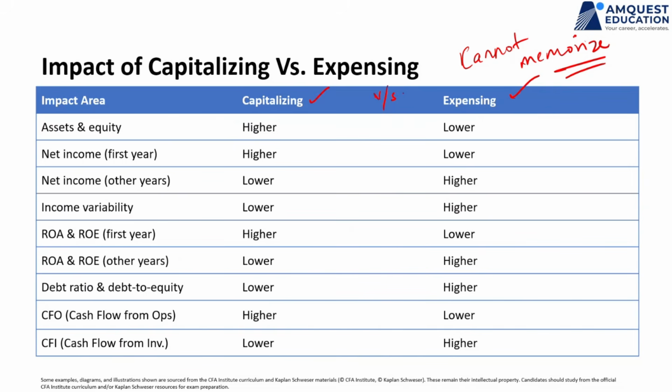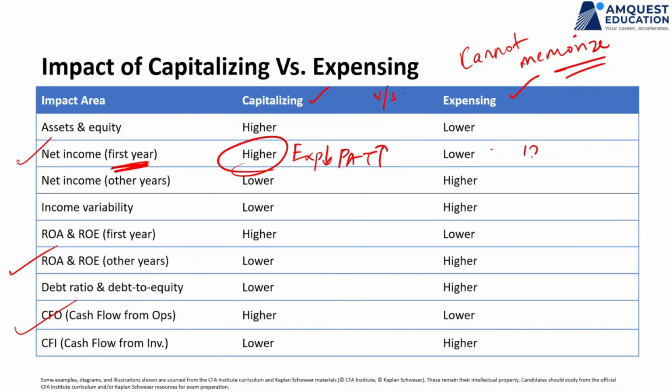Because you cannot memorize these tables, the idea is you should be able to derive these relationships. You should be able to practically derive the relationship, or logically, analytically think about the relationship and answer. So you should try picking anything random like net income, ROE, or cash flow from operations and just think about it. Will it be higher or lower? You'll have to establish linkages. Like, for example, net income in the first year. If you are capitalizing, the expense is lower. And because expense is lower, profit in the first year will be higher.